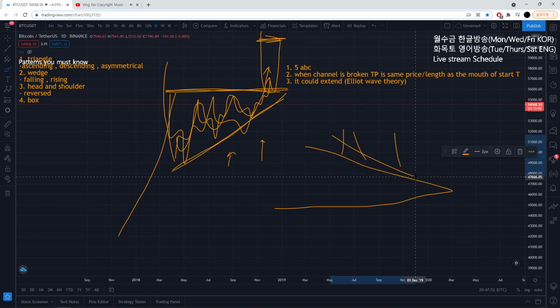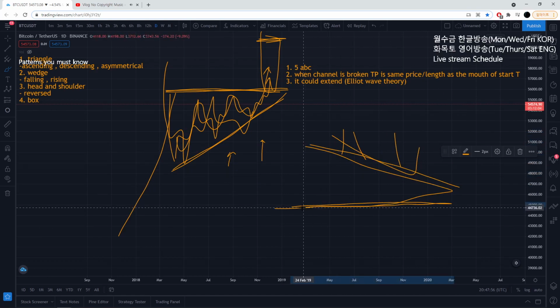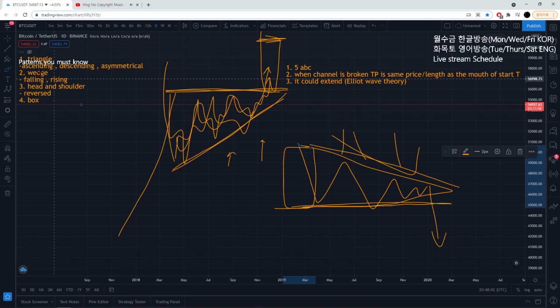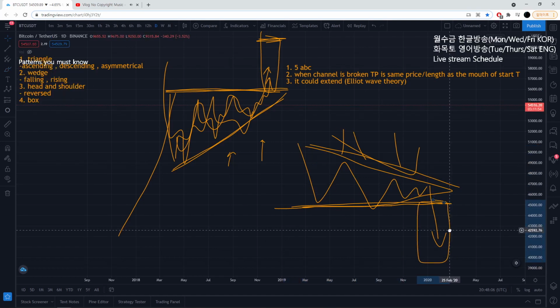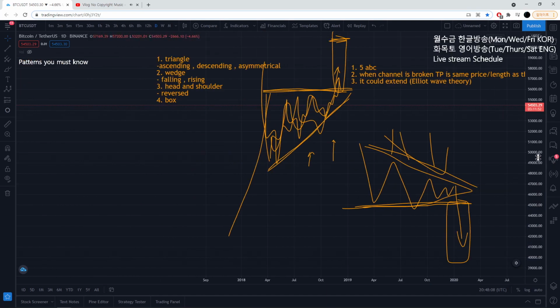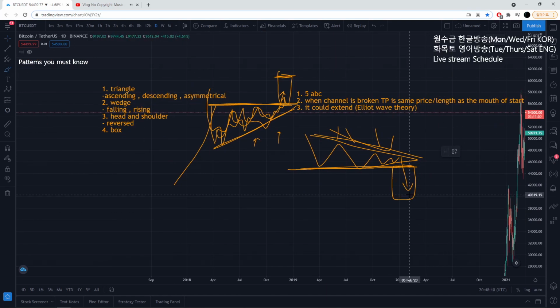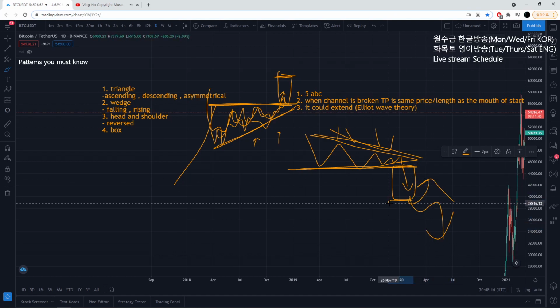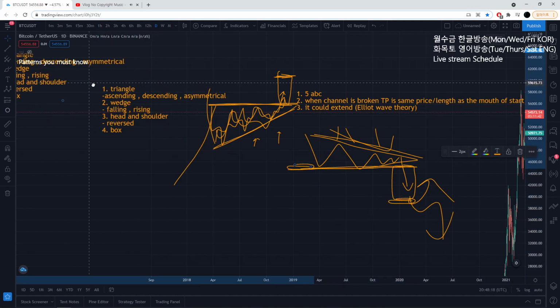Now, if we go to descending triangle, it's just the opposite. The price is going down for the upper line, and the bottom stays the same. Same, 5 ABCs, and after that it falls. To how much? The mouth of the triangle. That's the minimum. I'm not saying that it's going to end here. It might go down more, or it might go up. But this is the best place to take your profit.